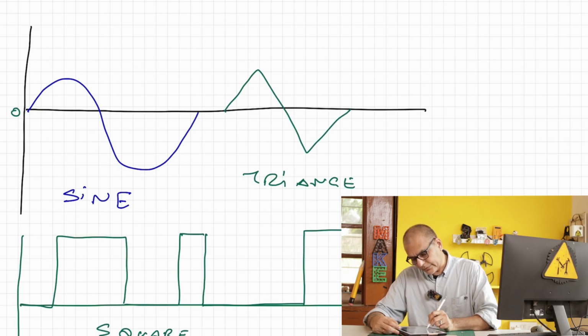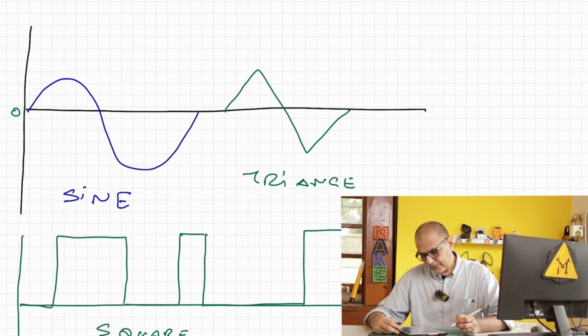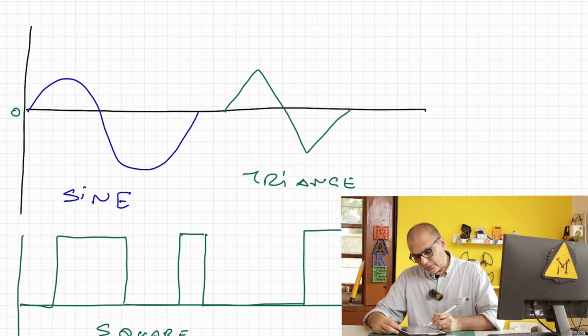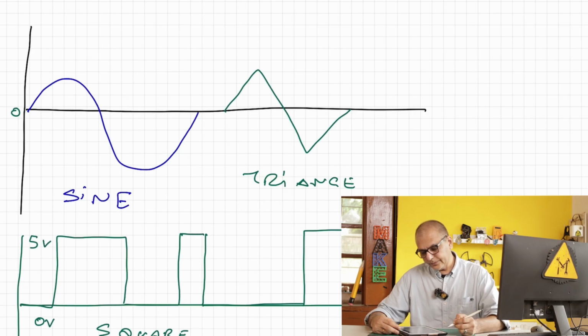You can also have square wave signals that go along the zero line like this, in which case the low for the square wave would be, let's say, something like negative 5 volts, and the high would be positive 5 volts. But in this case, the low is 0 volts and the high is, let's say, 5 volts.